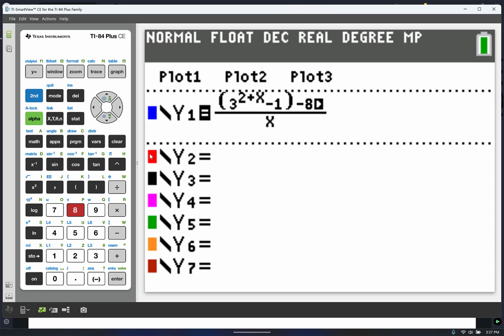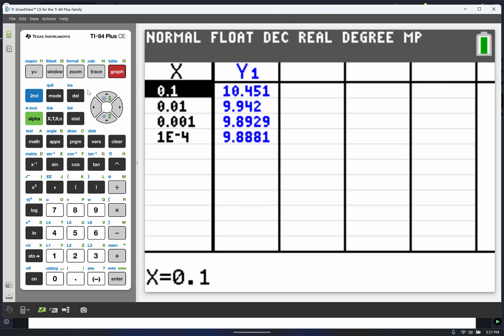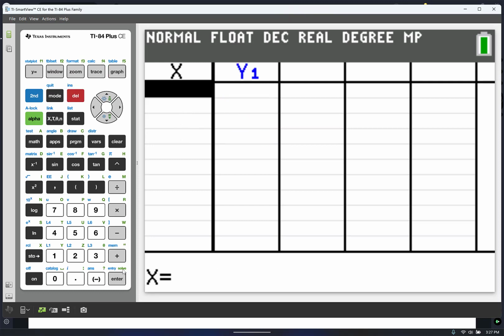All right. Okay. Next, go to table set. So I'm going to push second table set. And you should see this screen here. Second table set is the window button. Where it says independent, put ask. Did you guys put that? Yes. Okay. Second, when I say table set, it's because it's going to the blue one. Second table set. All right, now I'm going to go to a table. So push second and then the graph button, the table. And it should be blank. I just made mine blank.